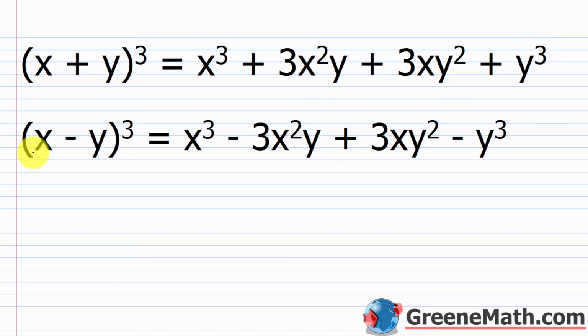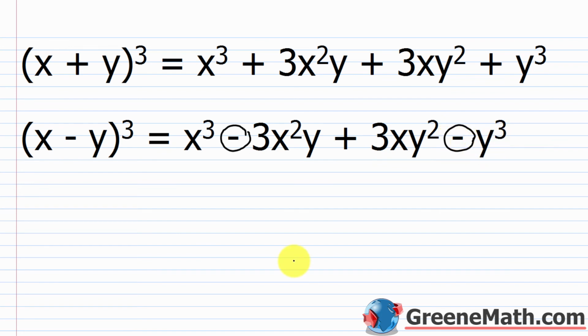Now, if I have the quantity x minus y and that's cubed, it's the same thing, only the second position and the fourth position have minus signs in front. So x cubed minus 3x squared y plus 3xy squared minus y cubed.